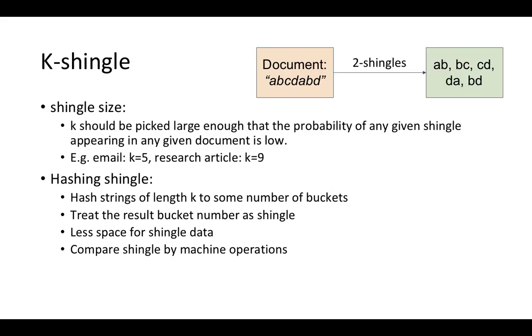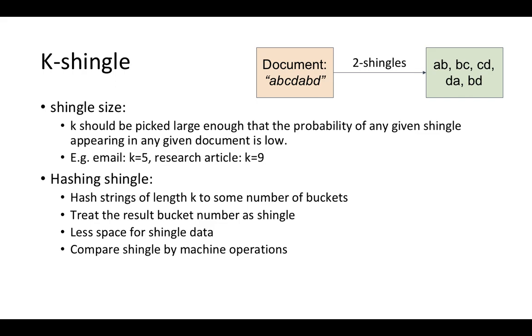First, let's talk about k-shingles. Shingles are pieces of substrings of the documents. We may want to define the length of shingles as k. For example, if the document is ABCDABD, then the 2-shingles are AB, BC, CD, DA, and BD. K should be picked large enough that the probability of any given shingle appearing in any given document is low. For example, if our corpus of documents is emails, picking k equals 5 should be fine.